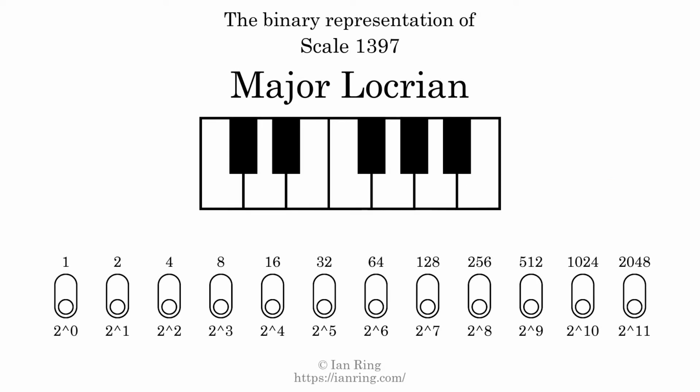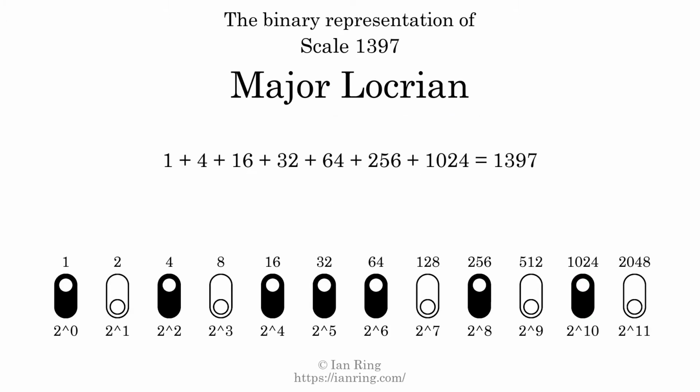The binary representation of this scale is determined by mapping tones of the scale to binary digits. Each binary digit represents a power of 2. To get the scale number, we add the powers of 2 together. The powers of 2 that are present in the scale, all added together, equals 1397. That is why the scale number, in decimal, is 1397.